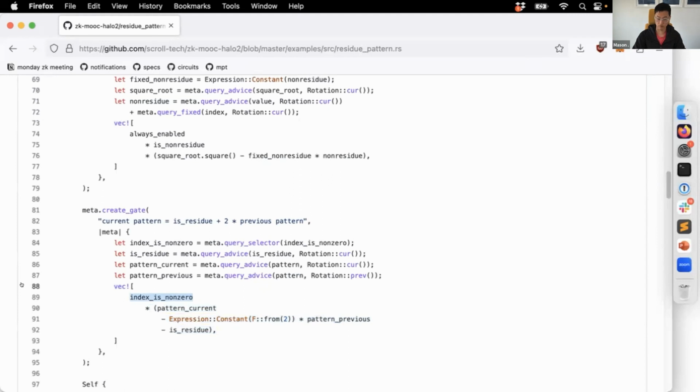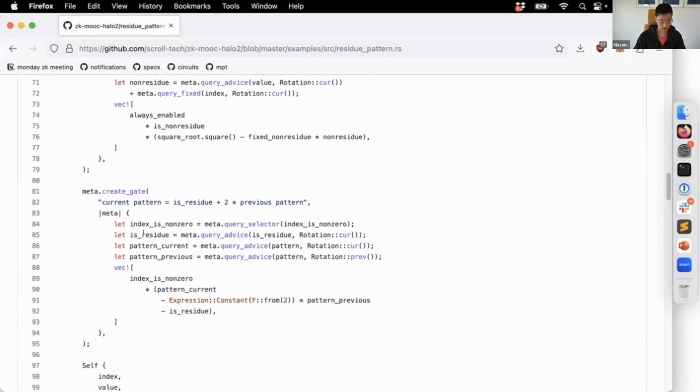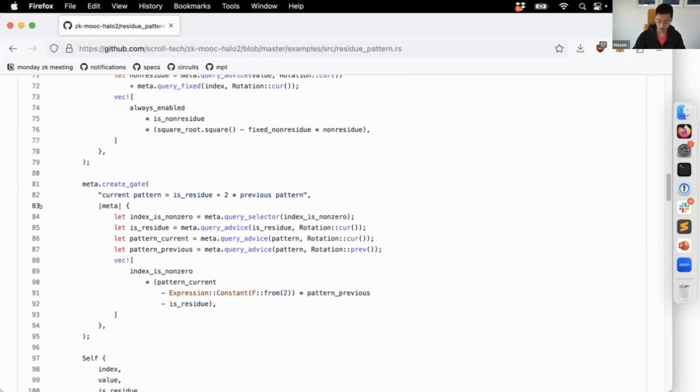Because on the 64th row, we're about to compute the value of a new pattern, so we should start over. So actually, it turns out here that I don't know if anyone can tell me, I think I'm actually missing a constraint in this circuit. I don't know if anyone can tell me what it is.